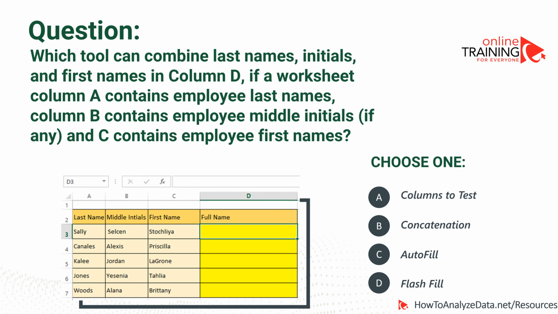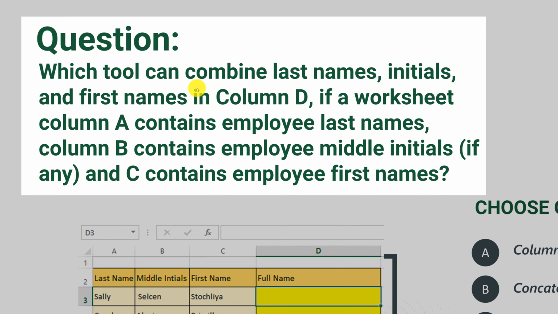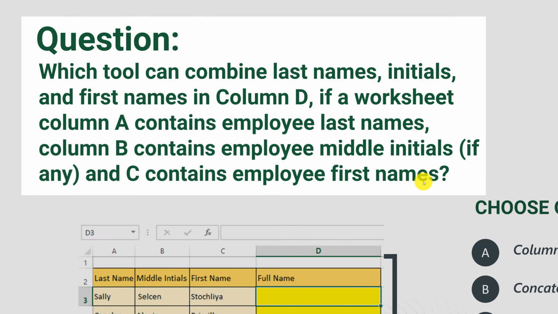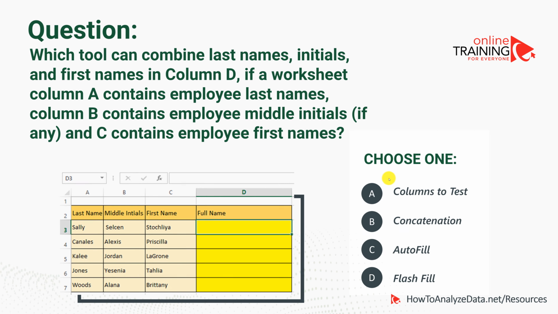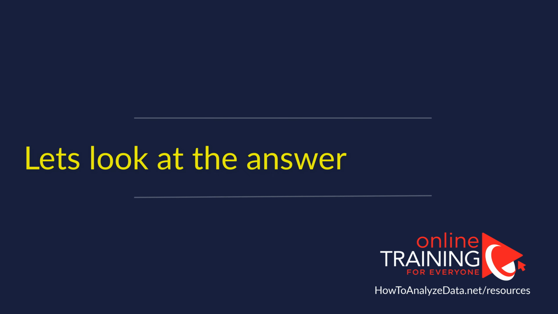Here is the question that tests your knowledge of Microsoft Excel tools and functionalities. Which tool can combine last names, initials, and first names in column D if a worksheet column A contains employee last name, column B contains employee's middle name, and then column C contains employee's first names? And you have four choices: columns to text, concatenation, autofill, and flash fill. Which one would you choose?